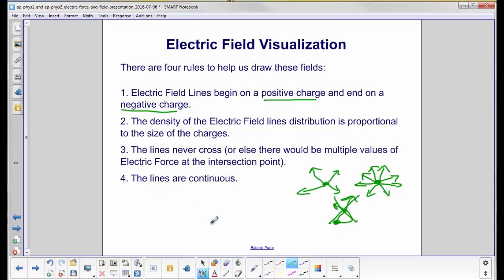And the lines are continuous. You don't have an electric field going like this and then breaking apart and starting again. It has to go all the way through.